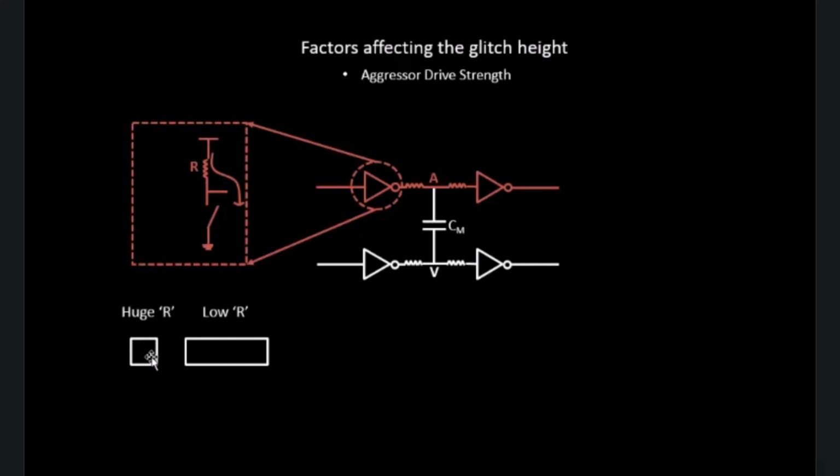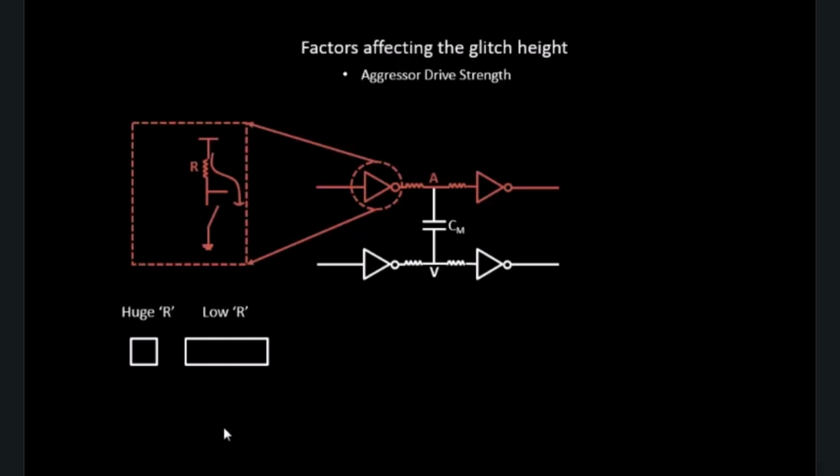The longer the time you require your door to be kept open to charge the capacitance completely, that is your low drive strength transistor, low drive strength gate. Okay, so this was about the drive strength. Now one thing to notice over here is, in this case, the output capacitance will be charged completely very fast.